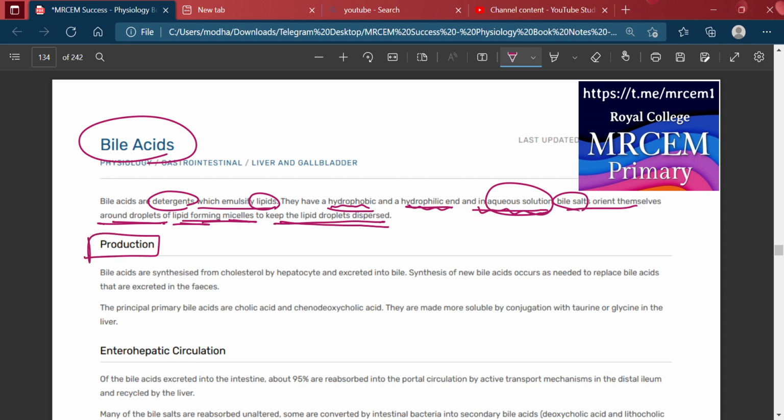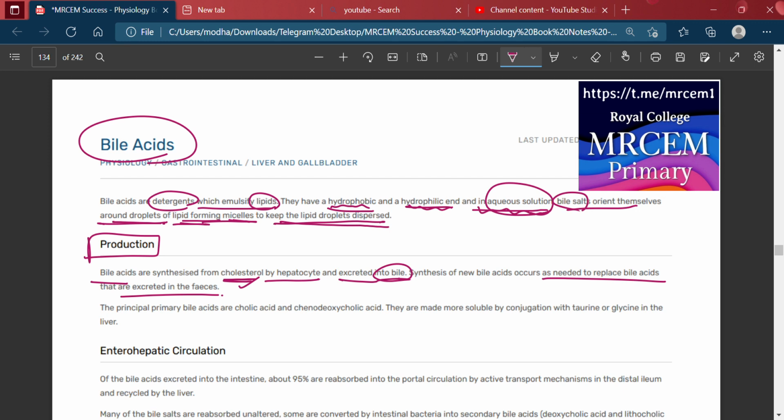Production: the bile acids are synthesized from cholesterol by hepatocytes and excreted into the bile. Synthesis of new bile acid occurs as needed to replace bile acids that are excreted in the feces.